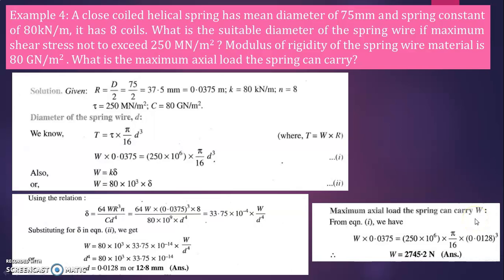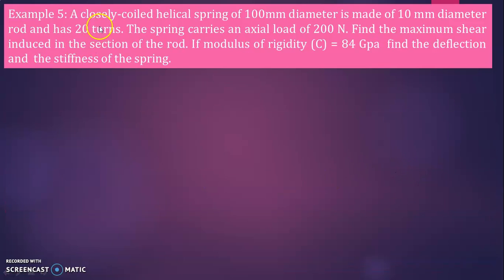Like this you can calculate what is the load and what is the diameter. I will take one more example. A closely coiled helical spring of 100 mm diameter is made of 10 mm diameter rod and has 20 turns. The spring carries an axial load of 200 Newton. Find the maximum shear induced in the section of the rod. If modulus of rigidity C is equal to 84 GPa, find the deflection and stiffness of the spring. Okay, you have to calculate the deflection and the stiffness.